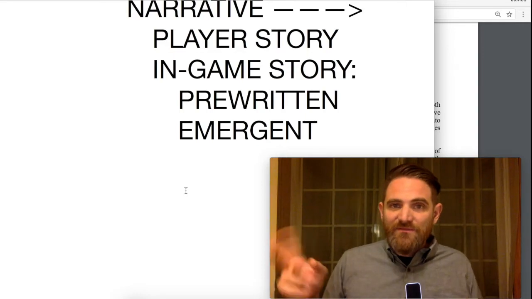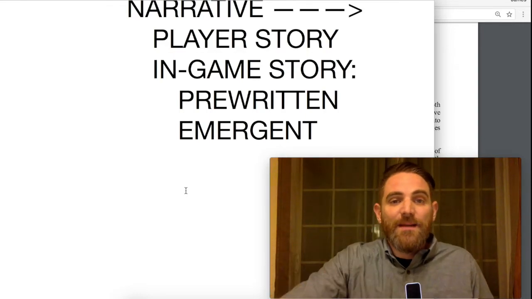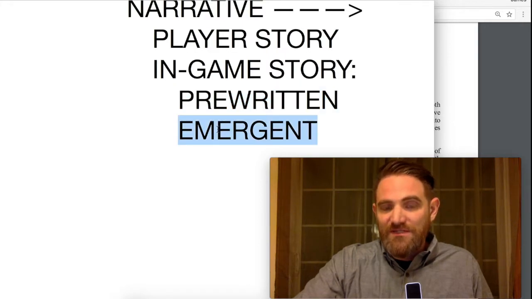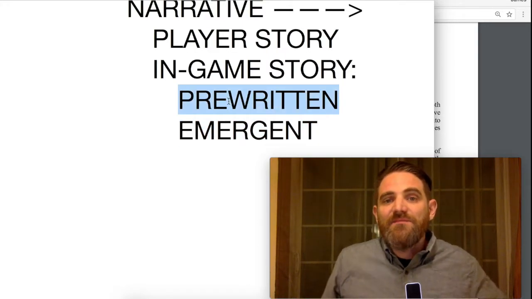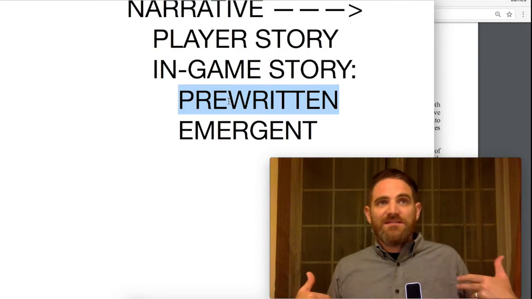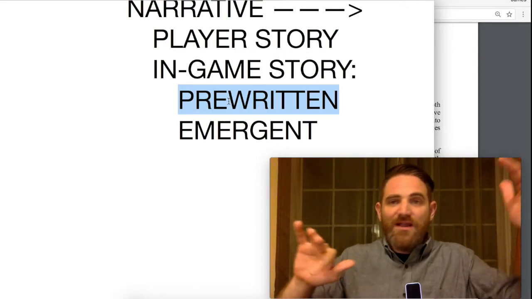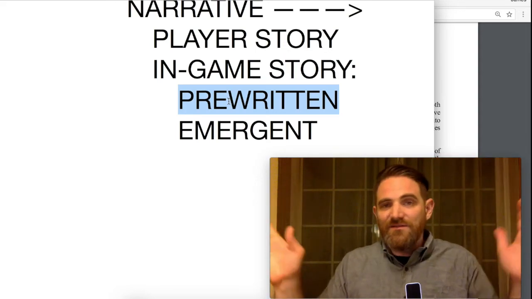An in-game story can be of two types. Maybe this has helped me clarify a little bit. It can be pre-written or it can be emergent. Pre-written in-game stories are where you as the designer have a pretty specific story you want to tell. It might branch, it might have different angles that it wants to tell.